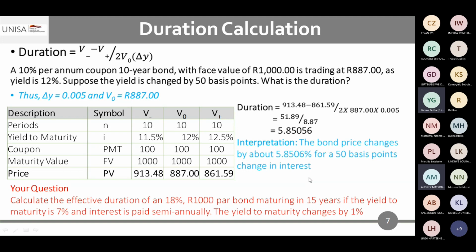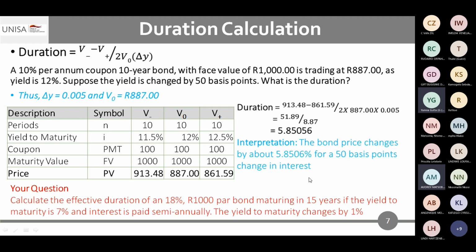Okay, perfect. So let's try a question here. Your question is calculate the effective duration of an 18% 1,000 Rand par bond maturing in 15 years if the yield to maturity is 7% and the interest is paid semi-annually. The yield to maturity changes by 1%, right? So remember how we started off. We wrote down our given information, which is our change in Y, right? In this case here, we're not given our V0.